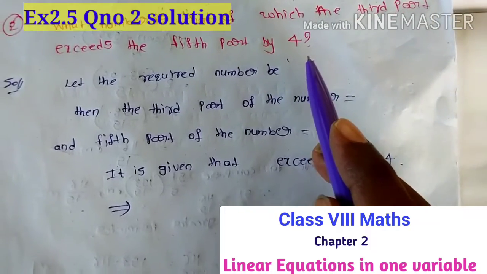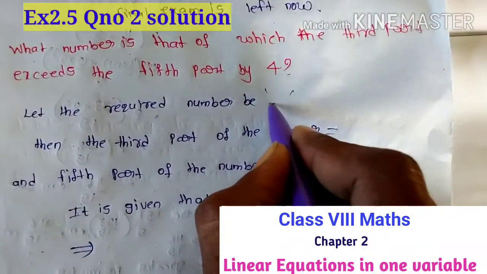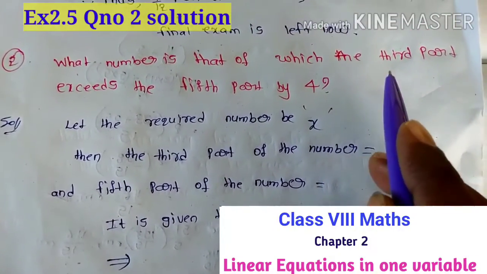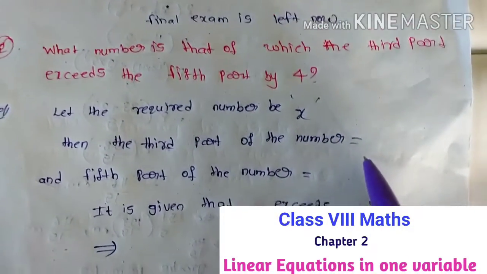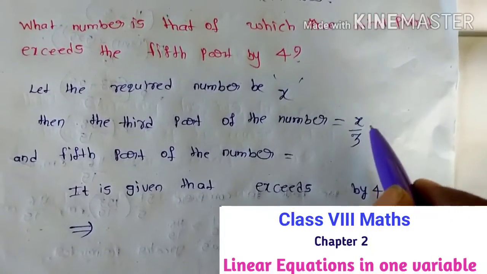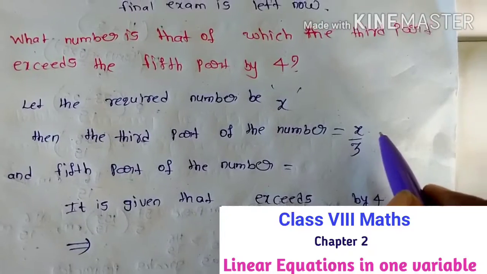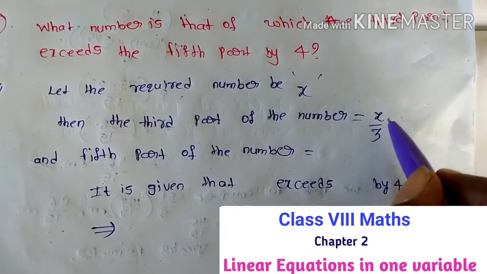So first of all, you can take the required number to be x. Then what will be the third part of the number? The third part of the number will be x by 3. You can write here x by 3. If I am asking the second part, you can take x by 2. If I am asking the seventh part, you can take x by 7. That means you can write 1 by 3 into x only.